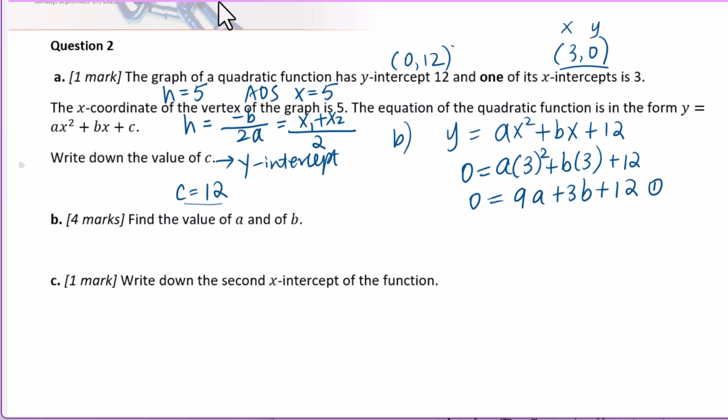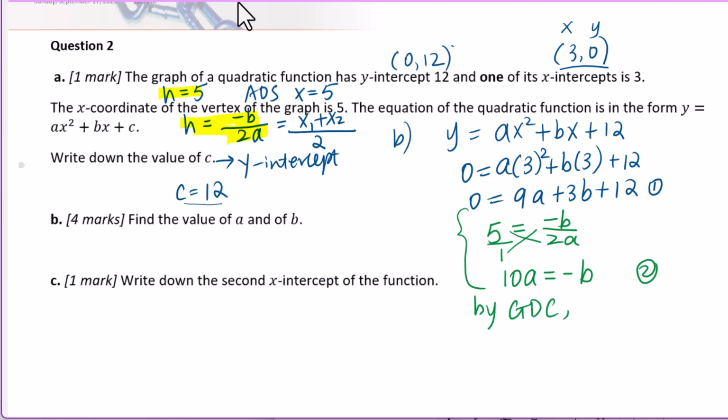Also, we are given this h. For h, we can use -b over 2a. h is 5, so 5 equals -b over 2a. Cross multiply: 10a equals -b. This is the second equation.